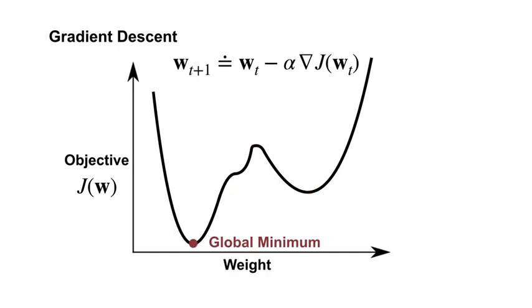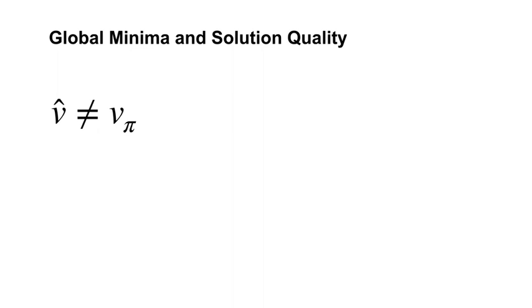In some cases, gradient descent is guaranteed to converge to the global minimum, which is the best possible setting of the weights for the objective. For example, this is true for the mean squared value error with linear function approximation. For more complex function approximators, such as a neural network, a stationary point may not be a global minimum. Note that a global minimum does not necessarily correspond to the true value function. It is limited by our choice of function parameterization and depends on our choice of objective.